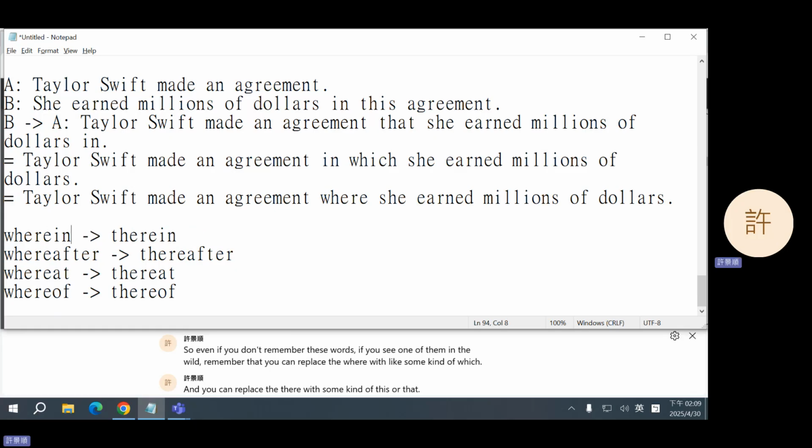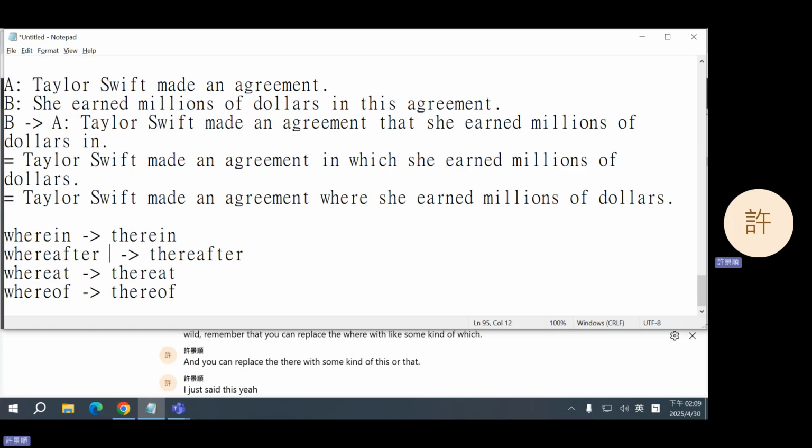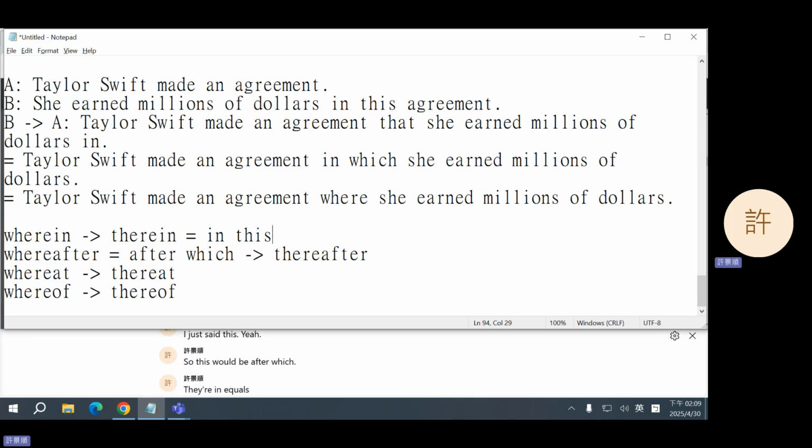I just said this, yeah. So this would be after which, therein equals in this, and then after is after this, and so on. Okay, now I'm really finished. Any questions about this whole thing? Well, you don't have questions now, but wait till we get to the practice.